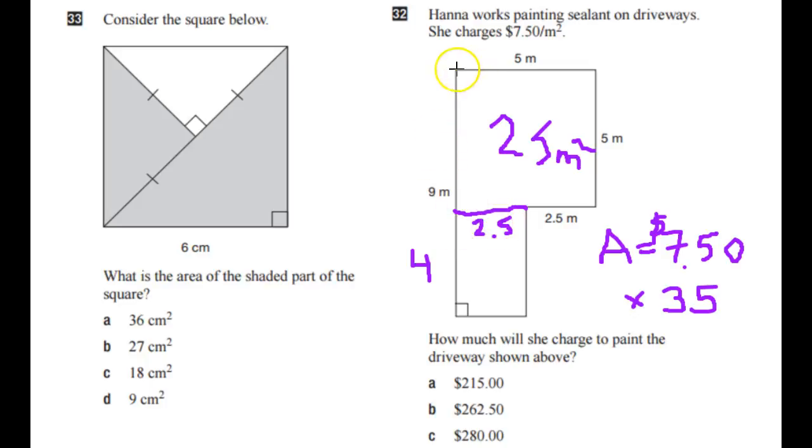And I use the same strategy for knowing this little length right here for this rectangle by saying 9 meters is the whole length, and I'm going to subtract the 5 meters. The leftovers tell me 4. And so 4 times 2.5 gives me 10 square meters. So in total, I have 35 square meters. And I'm going to multiply that by 7.5, or $7.50, to tell me what the cost is for the entire driveway.